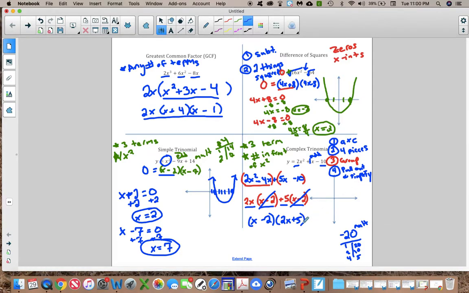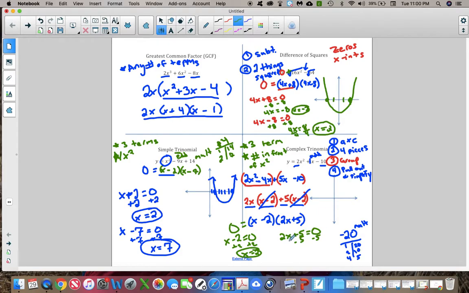So these are my 2 pieces. Now, if I want to graph that, I need to first set those equal to 0. So we're almost done. Setting them equal to 0, I have over here x minus 2 equals 0, and I have 2x plus 5 equals 0. So if I add the 2 to both sides, x is equal to positive 2. And if I do this one right here, I would need to subtract 5.